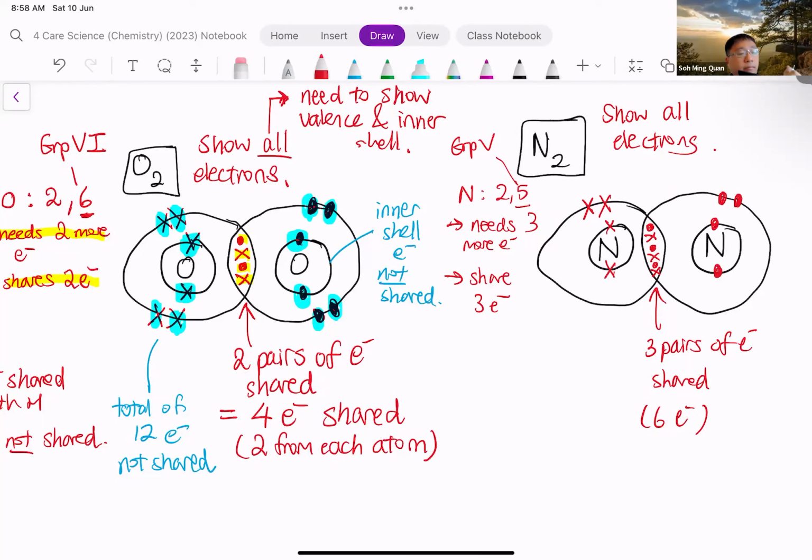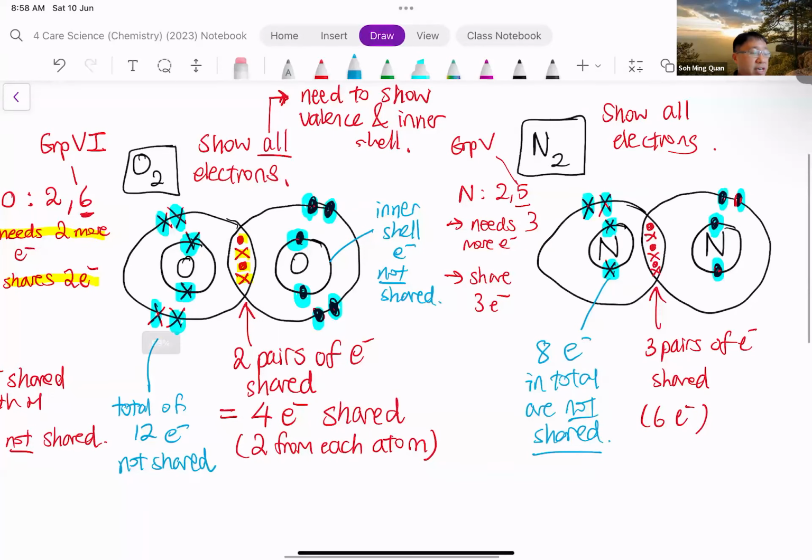Okay? So again, if we were to count how many electrons are shared, the electrons shared are the ones in the overlapping region. That is 3 pairs of electrons shared or 6 electrons. But how many are not shared? So you have to count 1, 2, 3, 4. Not just that, 5, 6, 7, 8. So 8 electrons in total are not shared. That means they are not involved in covalent bonding. Okay?